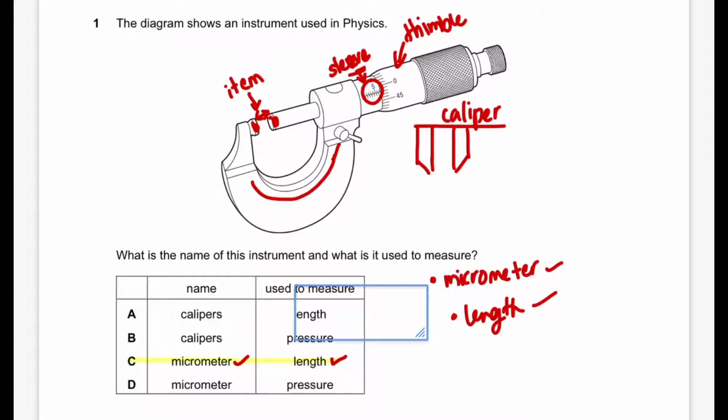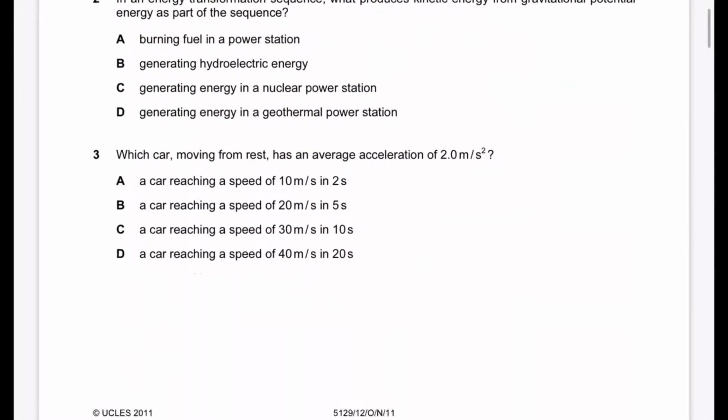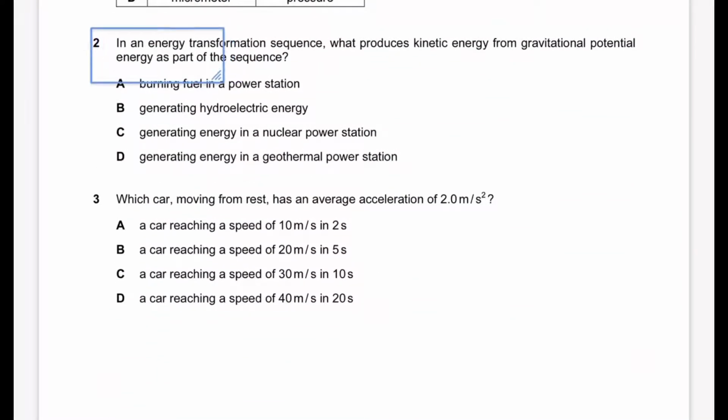Now, on to question 2. In an energy transformation sequence, what produces kinetic energy from gravitational potential energy as part of the sequence? And here are the options. But before we go to the options, let us create a chain out of this energy transformation sequence, which is right here.